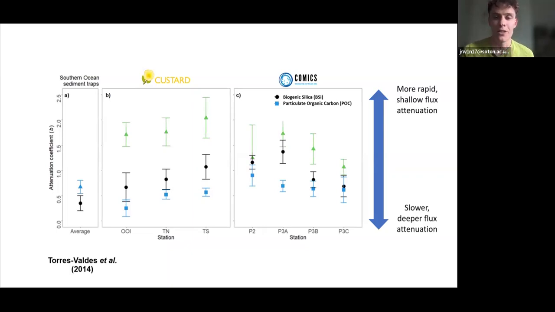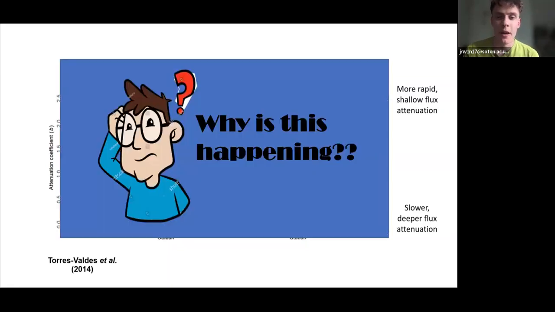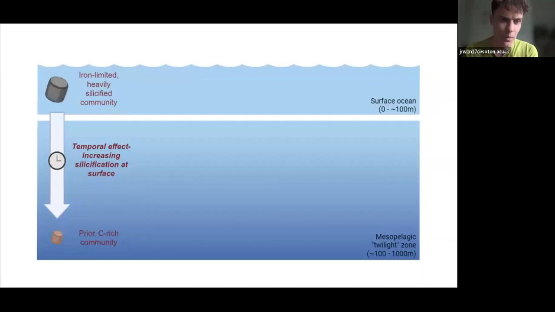And just for completion, qualifier was most rapidly attenuated. So why was this happening with the carbon and the silica? We first considered whether there could be a temporal change, sort of confounding what we're measuring, wherein increasing silicification in surface waters would lead to that temporal effect.